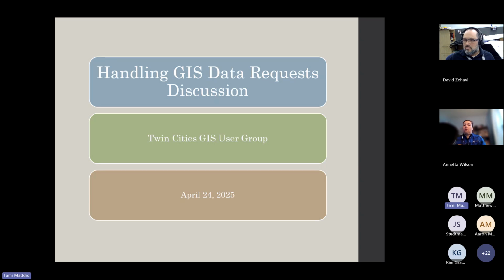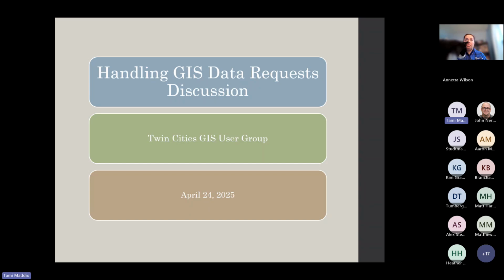But I also thought it might be handy to have me go through what we do with our GIS data requests. I'm sure a lot of you are in the same boat. John shared the results of the survey with me, and I grabbed some screenshots that might be helpful for everybody to take a look at. So again, I'm just facilitating this discussion, and hopefully we can have a good talk about this topic.